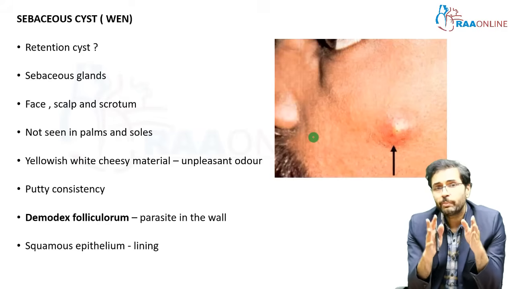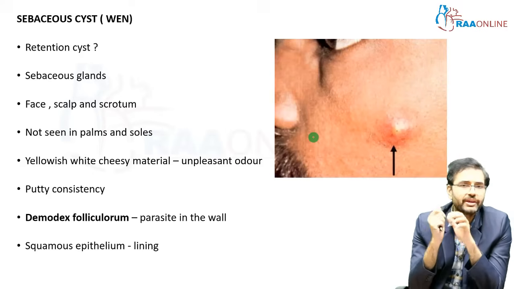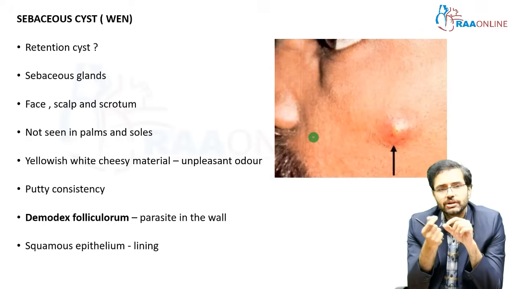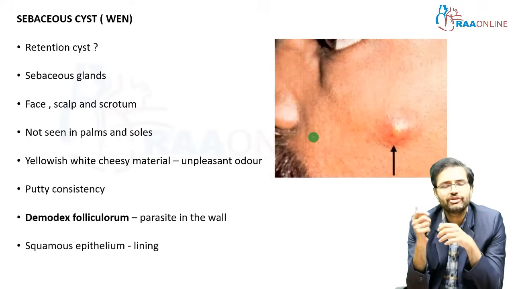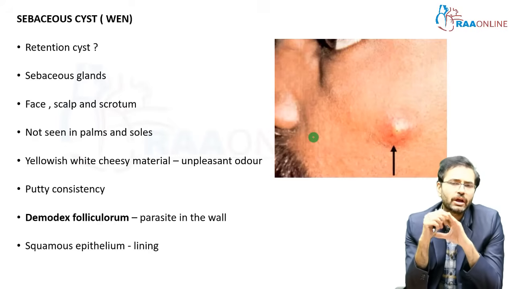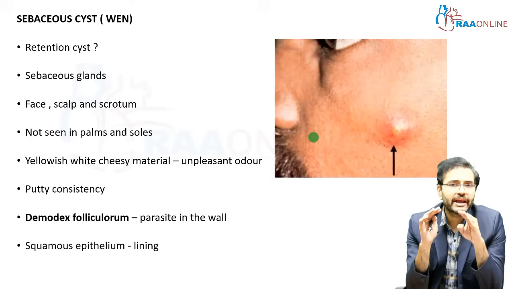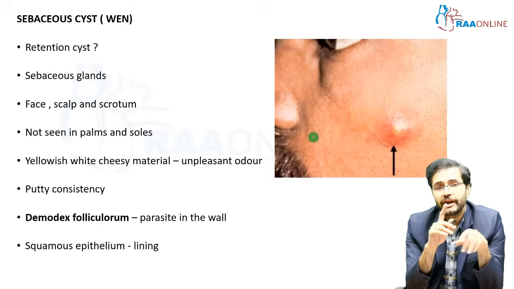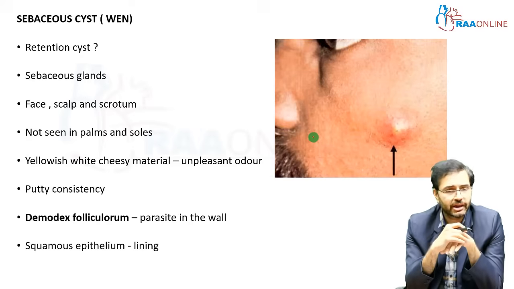Sebaceous glands can open directly into the skin via their ducts, or they can open into the base of the hair follicle. When you have a block involving this open duct which drains the sebaceous glands, it results in a retention cyst called a sebaceous cyst. Commonly seen in the hair-bearing areas of the body like the face, scalp, scrotum, etc. It is not seen in palms and soles because palms and soles do not have sebaceous glands.